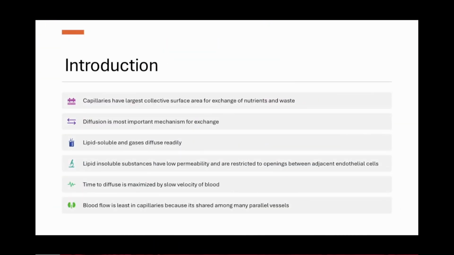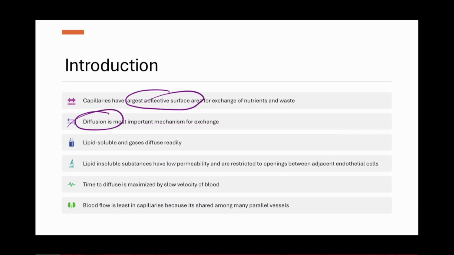Okay, capillary microcirculation. Capillaries have the largest collective surface area. Your aorta is about 1.5 inches, 4.5 centimeters or so. That's one diameter of the aorta. Now you look at all the capillaries in the body, multiply by the size of the capillary, and that gives you the total surface area for capillaries. It's humongous, and that allows for exchange of nutrients and waste.